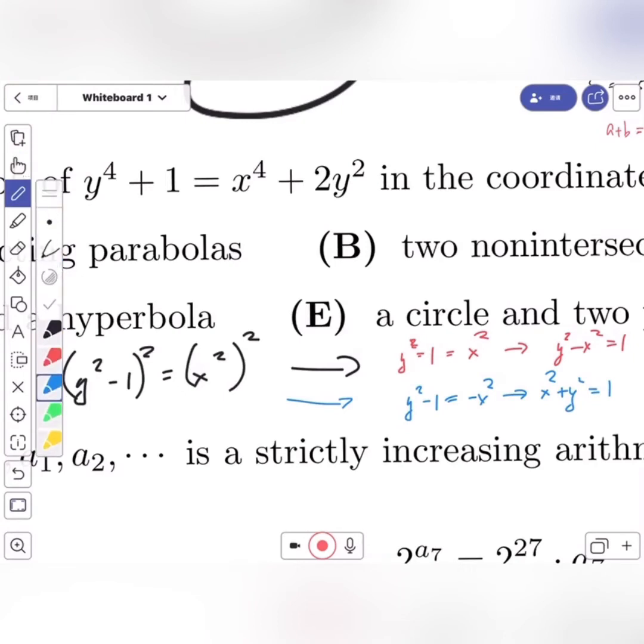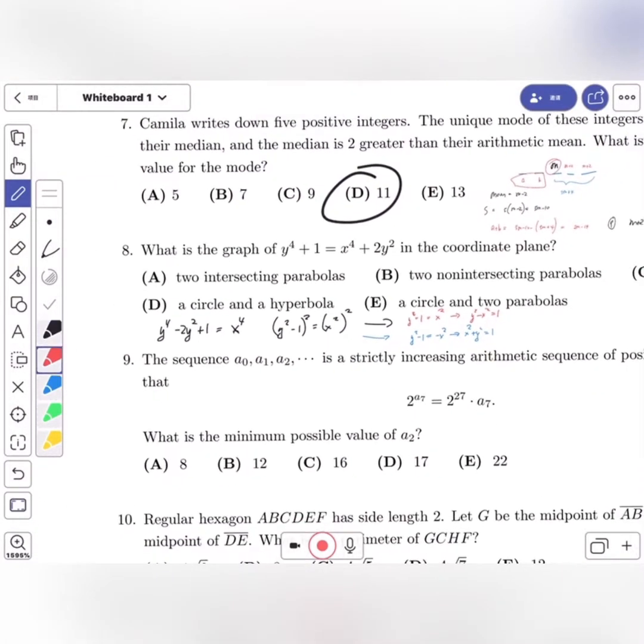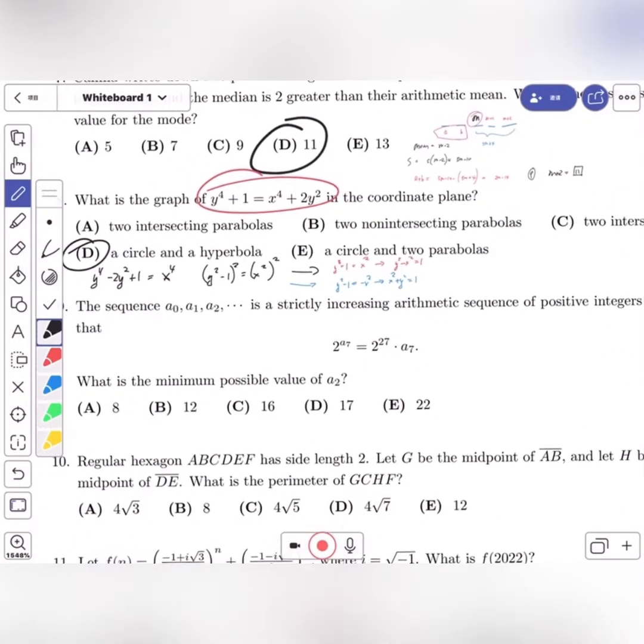Now, notice that this is actually the equation of a hyperbola. And this one is actually an equation of a circle. So basically this means that this equation right over here actually creates a circle and a hyperbola, which give us the answer D. Now let's go to the next question.